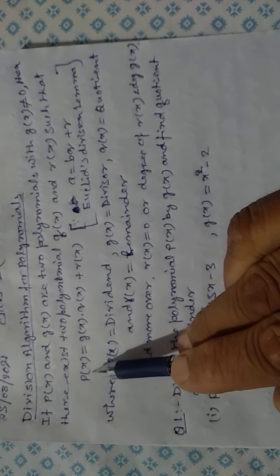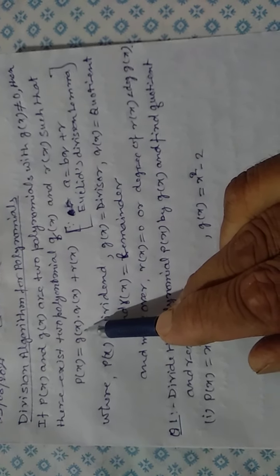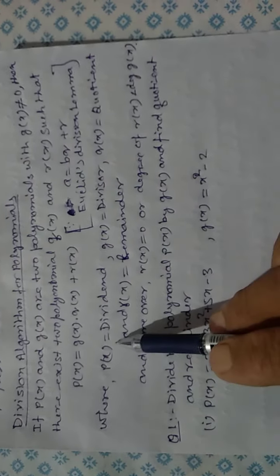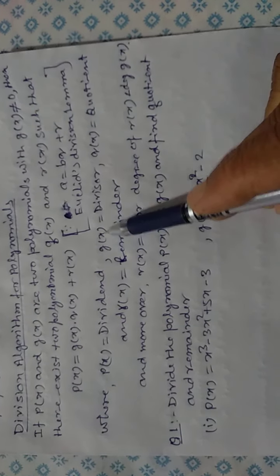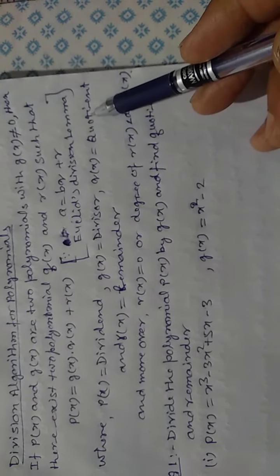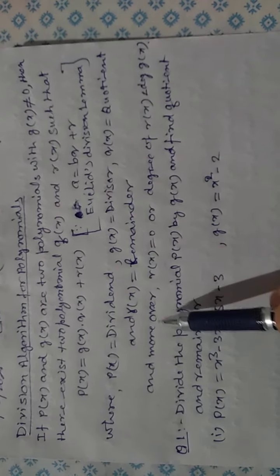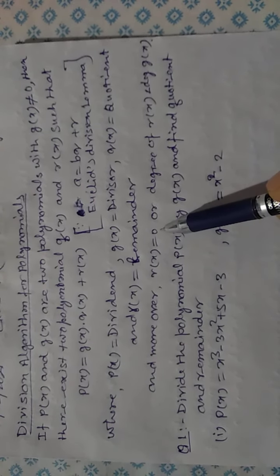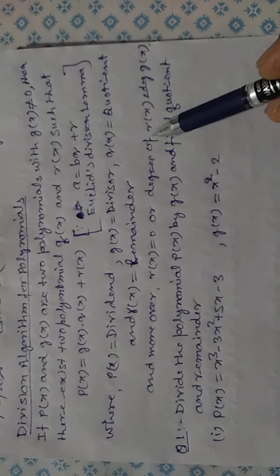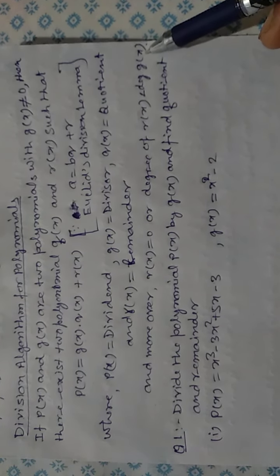p(x) is the dividend and g(x) is the divisor. Where p(x) is dividend, g(x) divisor, q(x) quotient and r(x) remainder. Furthermore, r(x) may be 0 or degree of r(x) is less than degree of g(x).